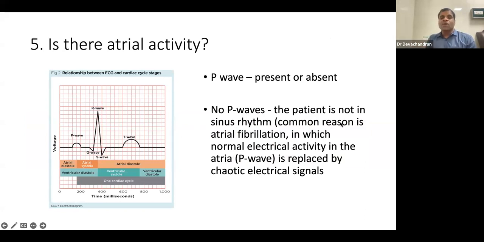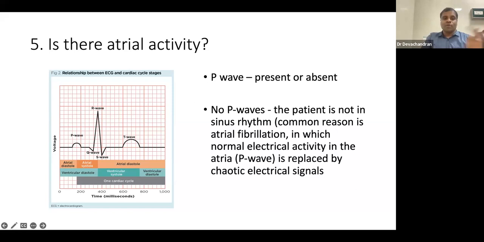The common cause is atrial fibrillation, where you don't see P waves. Instead, you only see chaotic contraction, which is basically some irregular baseline before the QRS complex. So that is the common rhythm you see, which is atrial fibrillation. So atrial activity present or absent.